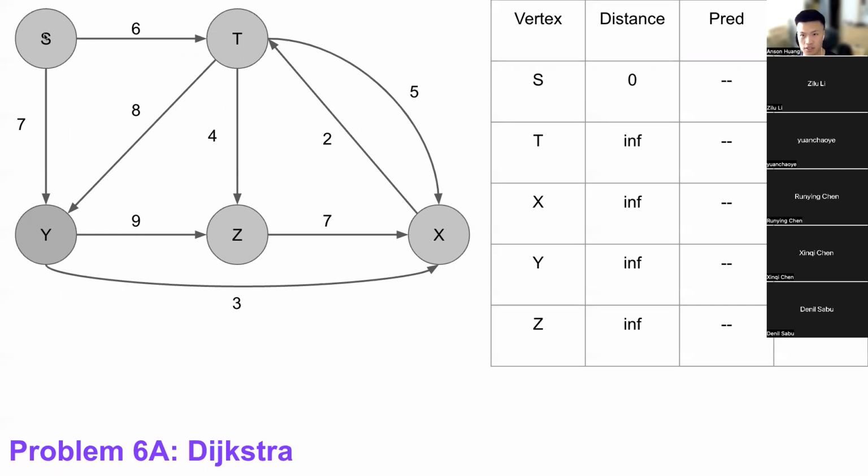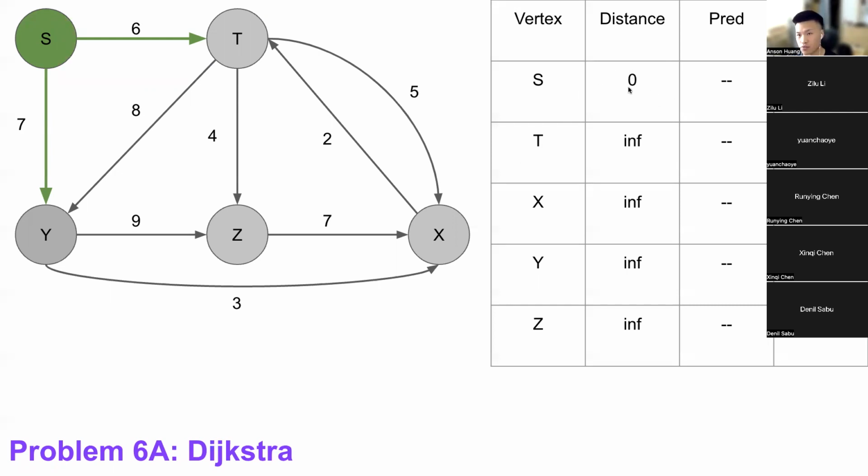If we want to start at vertex S, then we can just mark it as processed. The distance from S to S is 0 because we start at S. It doesn't cost us anything to go to S. So that's why the distance to S is 0.